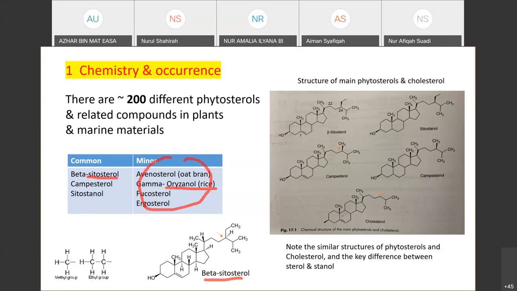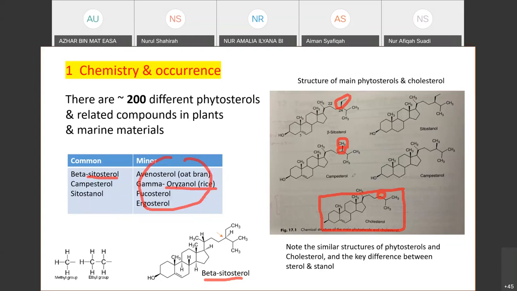So this is our enemy, cholesterol. If you spot carbon number 24, which is here, that is carbon number 24. This is campesterol, carbon number 24. It has CH3, which is a methyl group. Compared to beta-sitosterol, carbon 24 has an ethyl group, yeah. So ethyl group. This is what makes the cholesterol and beta-sitosterol different.